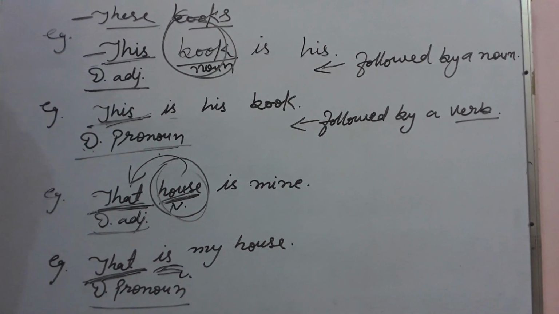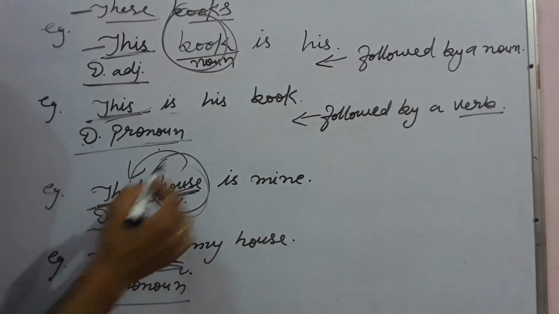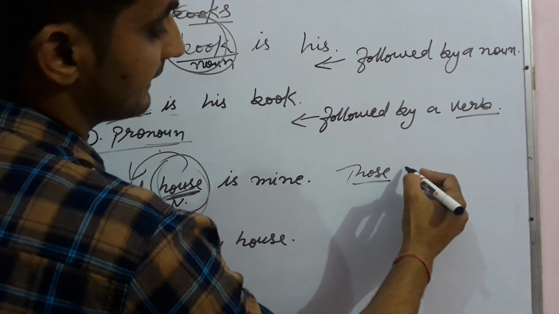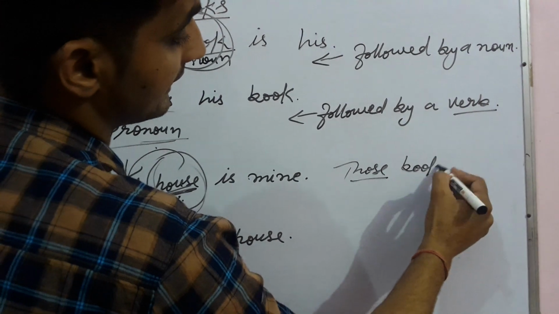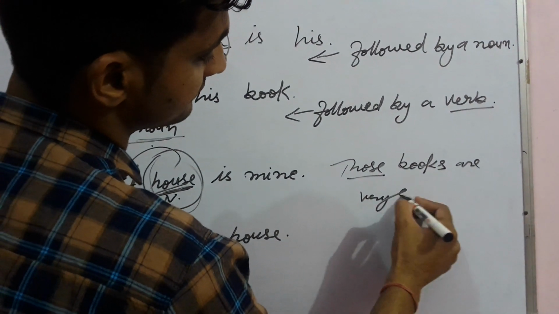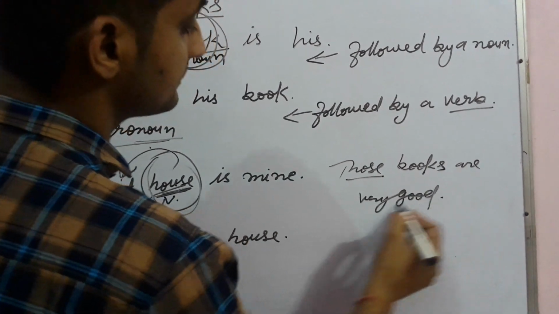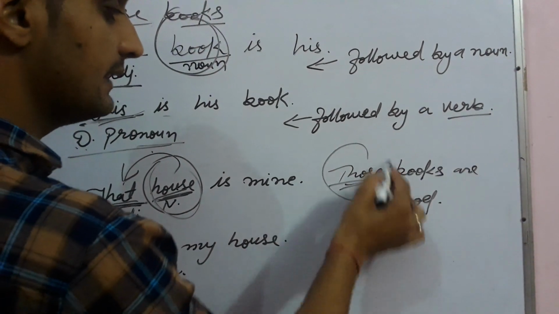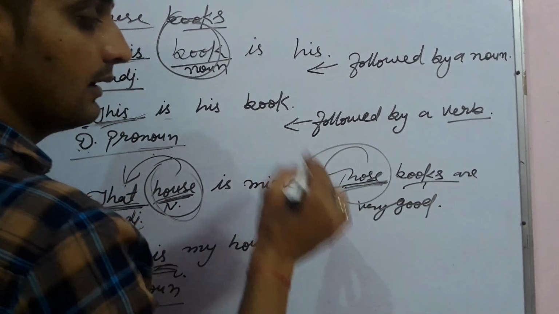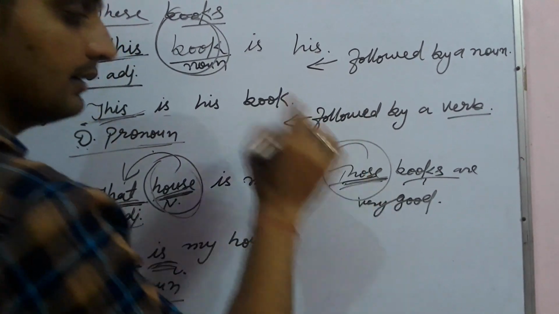Same like it, we can put those books. If we want to make plural of that, we can say those books. Those books are very good. So it is the plural form of that and followed by a noun. That's why it is a demonstrative adjective here.